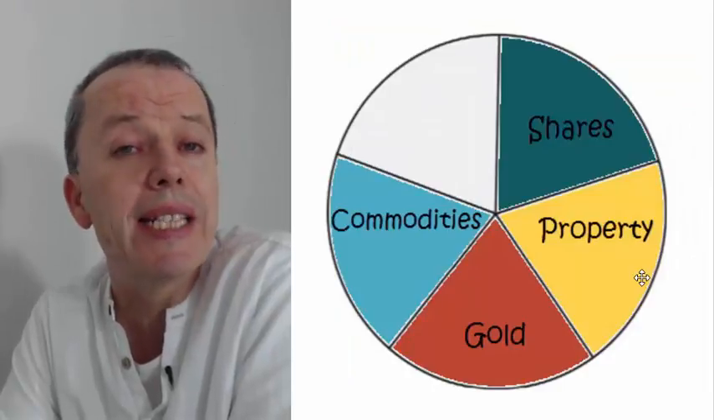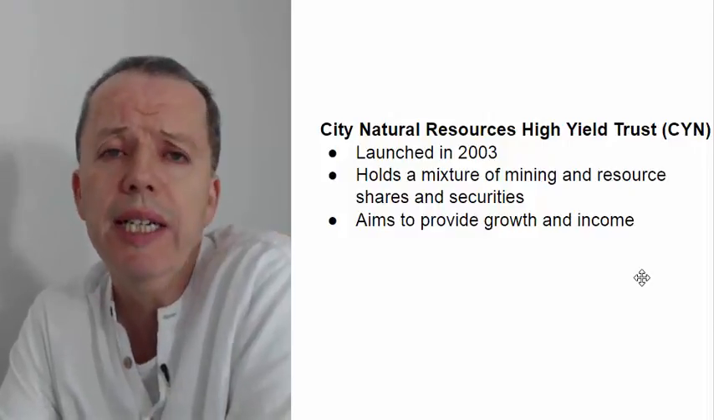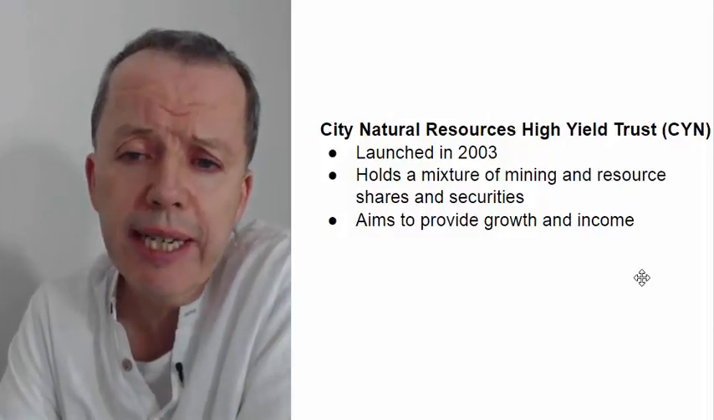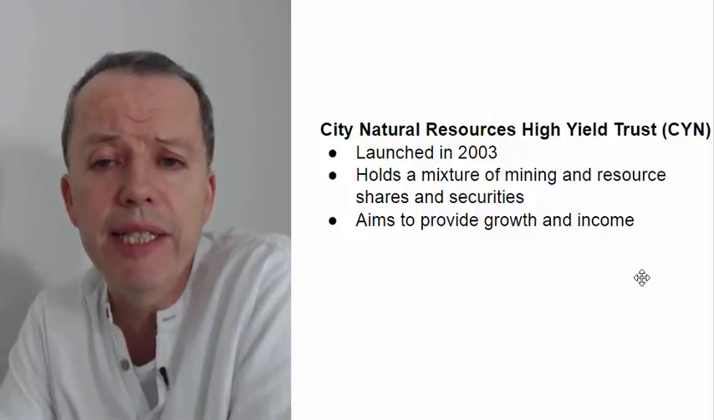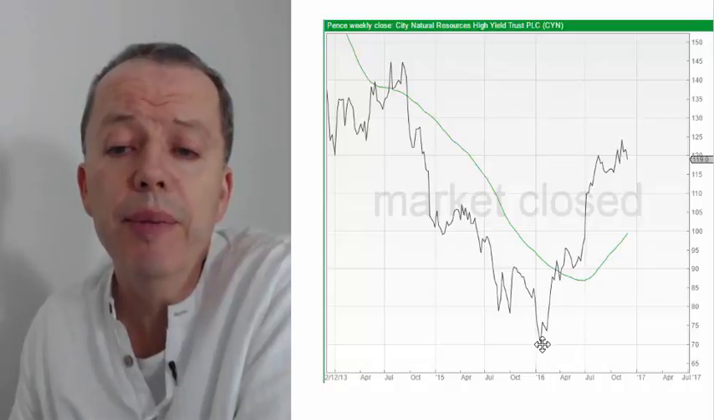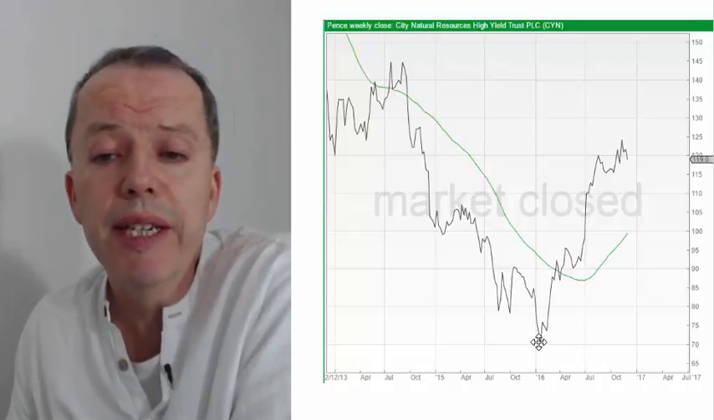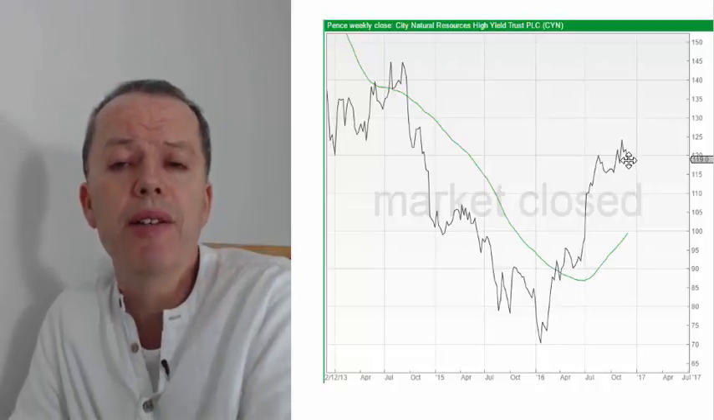So there we go. This part of my investment portfolio is in cash at the moment. Now I'm going to look at commodities, and I use the City Natural Resources High Yield Trust to give me exposure to commodities. It has a mixture of mining and resource shares and securities. So CYN has done very well this year. You can see at the beginning of 2016 it was down here. It's done stonkingly well. It's gained about 30%.